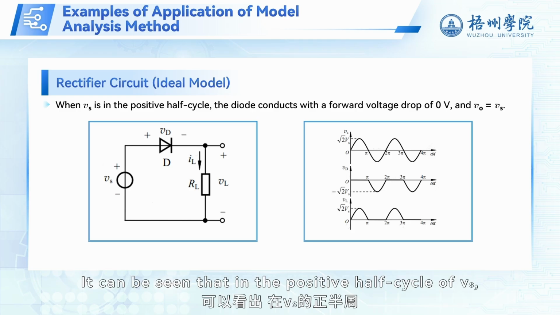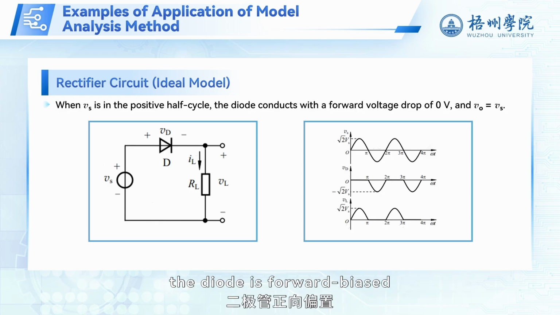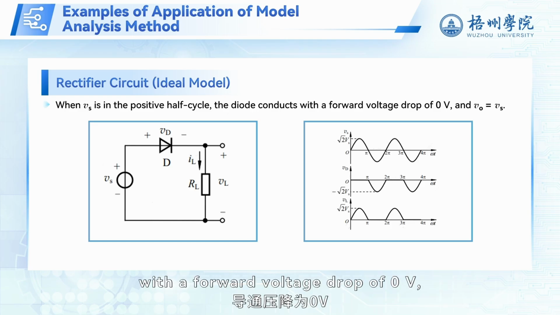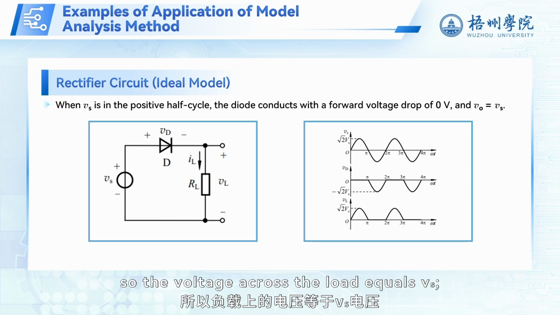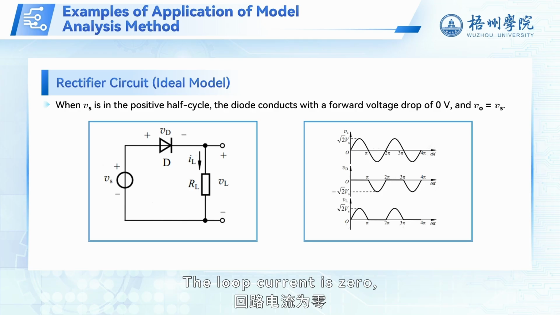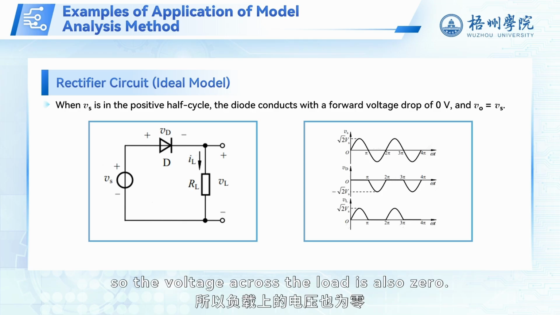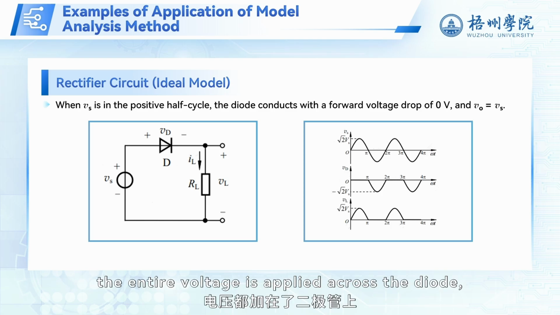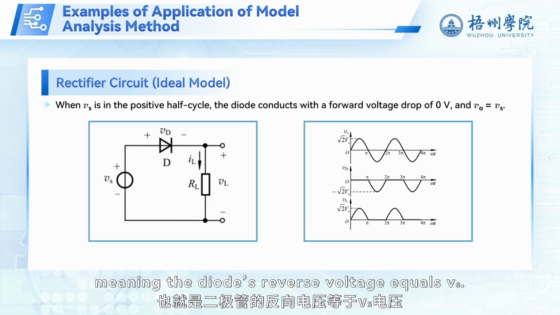It can be seen that in the positive half cycle of Vs, the diode is forward biased and in a conducting state, with a forward voltage drop of 0 volts. So the voltage across the load equals Vs. In the negative half cycle of Vs, the diode is reverse biased and in a cutoff state, equivalent to an open circuit. The loop current is 0, so the voltage across the load is also 0. At this time, the entire voltage is applied across the diode, meaning the diode's reverse voltage equals Vs.